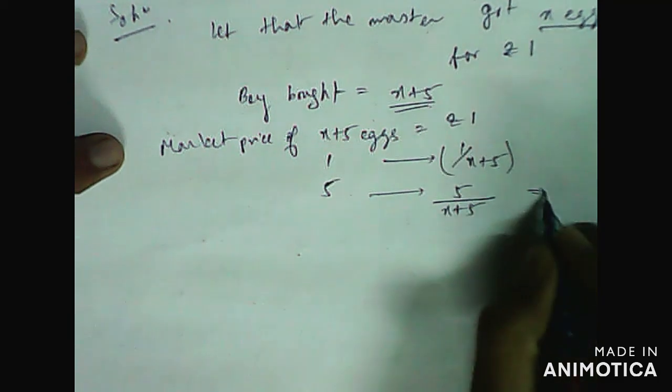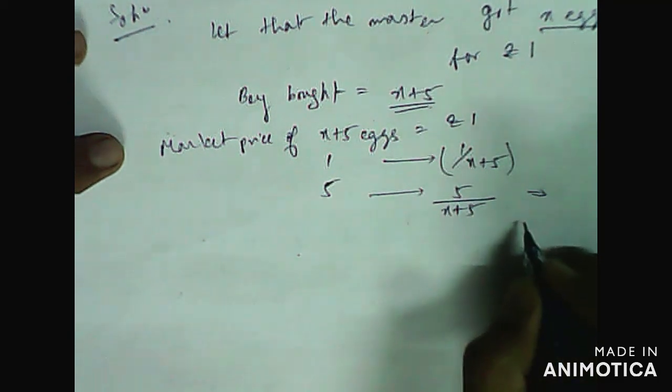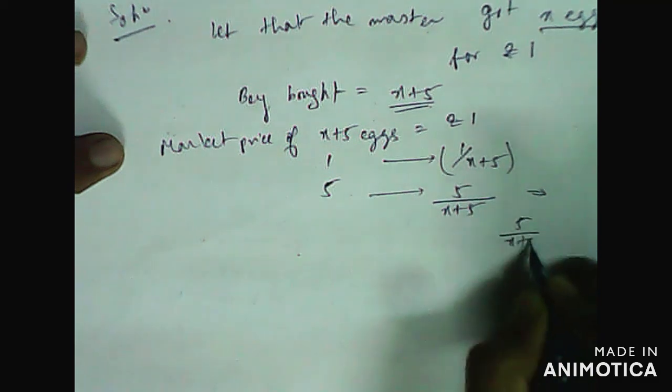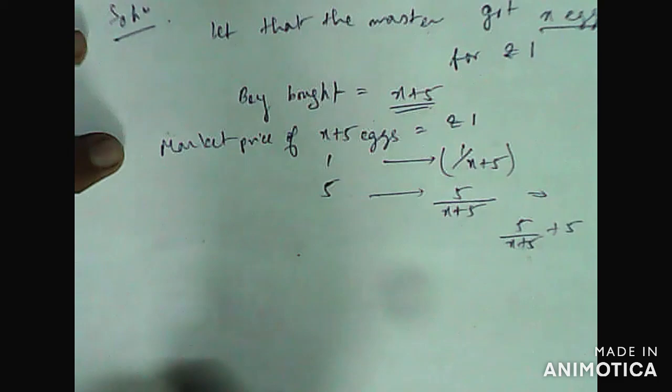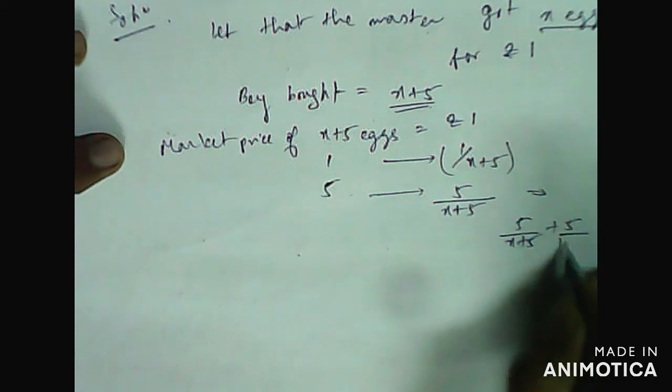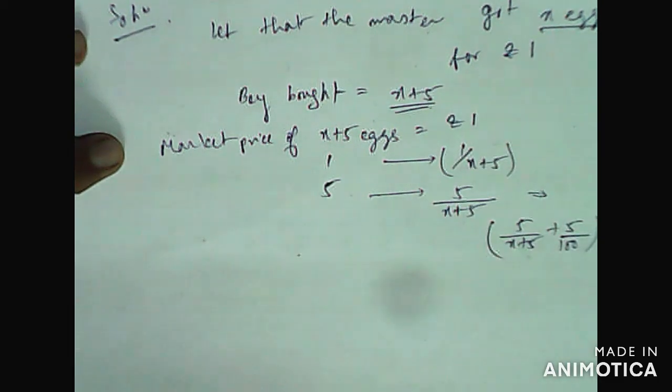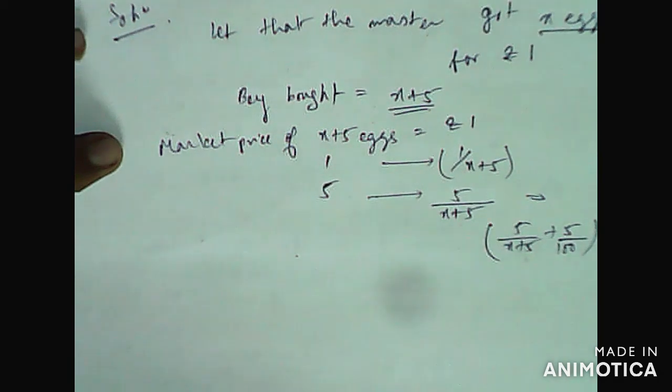And what did he have to pay? He had to pay 5 paise more. That means he had to pay 5 by x plus 5 plus 5 by 100. Okay. Now this was the first part that you have to understand. Now let us proceed to the next part.